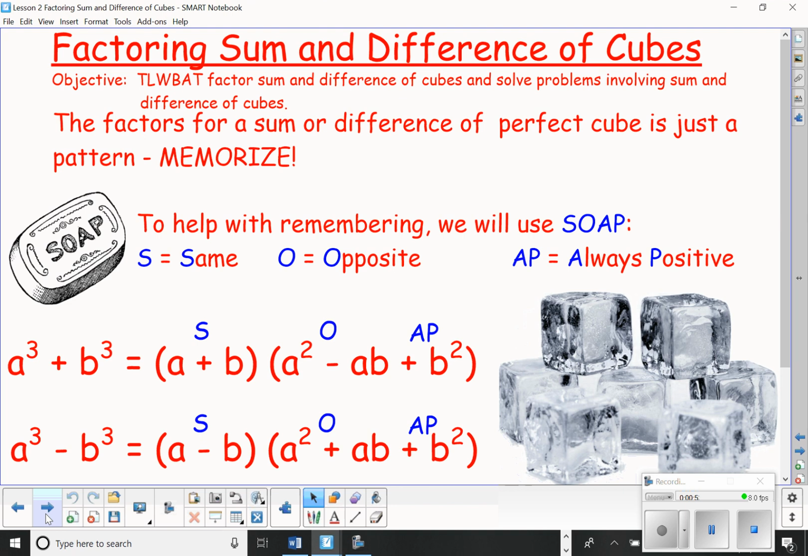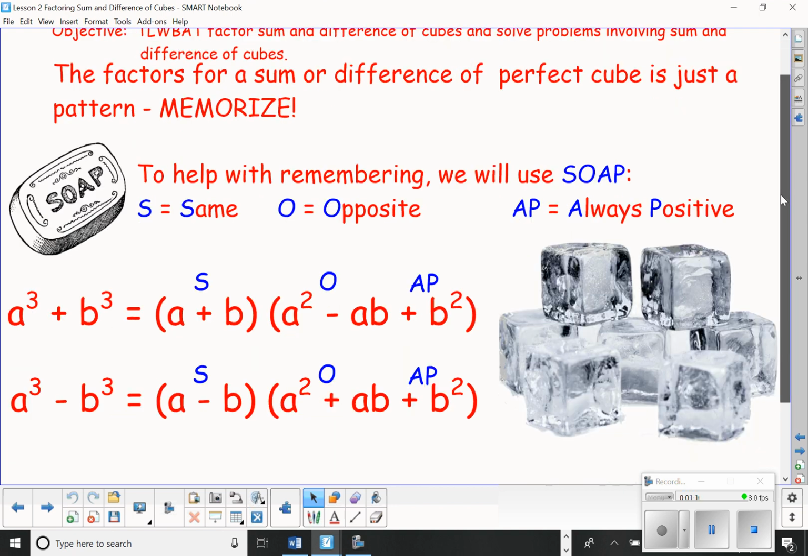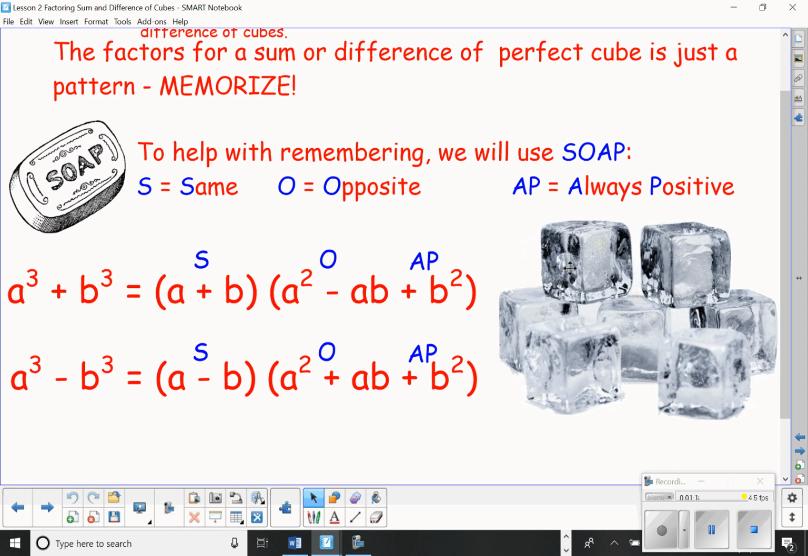SOAP is a mnemonic. It helps us to remember what the signs are. When do we add? When do we subtract? So SOAP simply means same, opposite, always positive, or always plus. Different people will use either one. So same, opposite, always positive. And you're like, what are you talking about? Well, we need to factor some cubes. Yes, that is ice, but we're talking about the cubes.